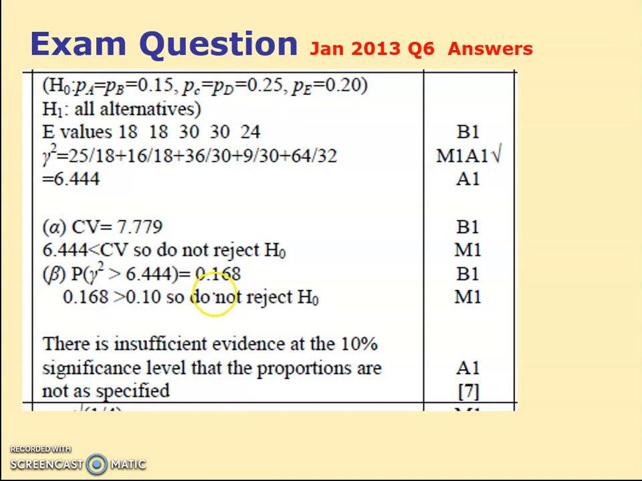Now, let's see what my answer said. This is from the exam board. 6.44 is less than this critical value. Do not reject H0. Wordy bit at the end. Notice, without that, you lose a mark.